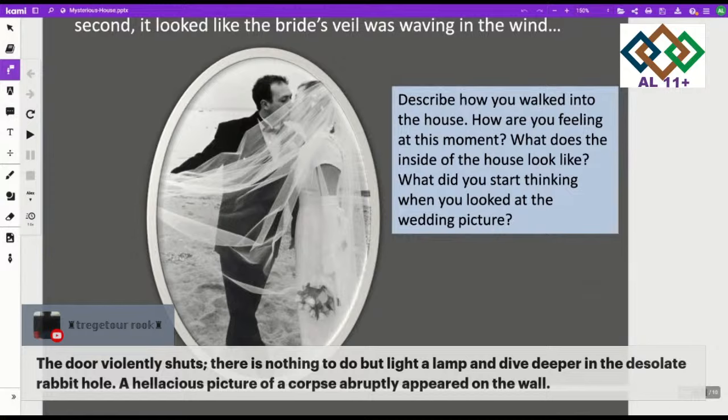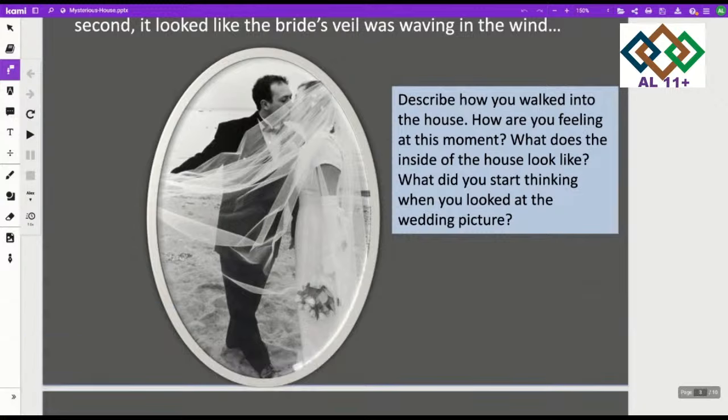But how would you light a lamp? Because remember, you don't know anything about this house. You're a stranger. So you might use your phone torch to go around this house because you are aware you are a stranger yourself. So don't use things like "I need to light a lamp" or something, because you are a stranger yourself in that house. What does the inside of the house look like? Also describe how the inside of the house looks.